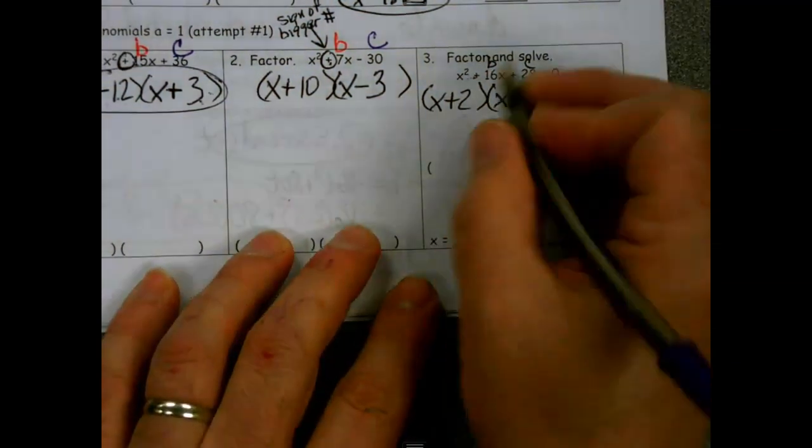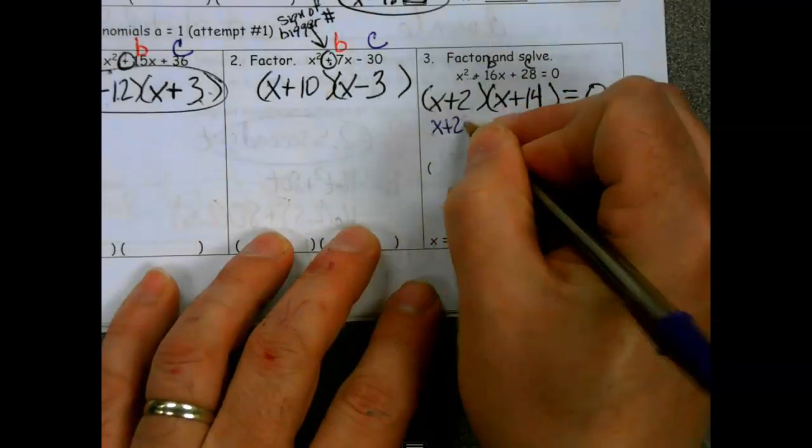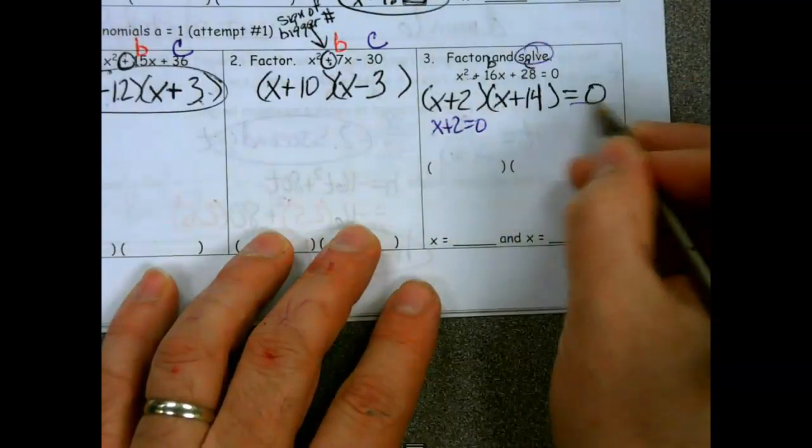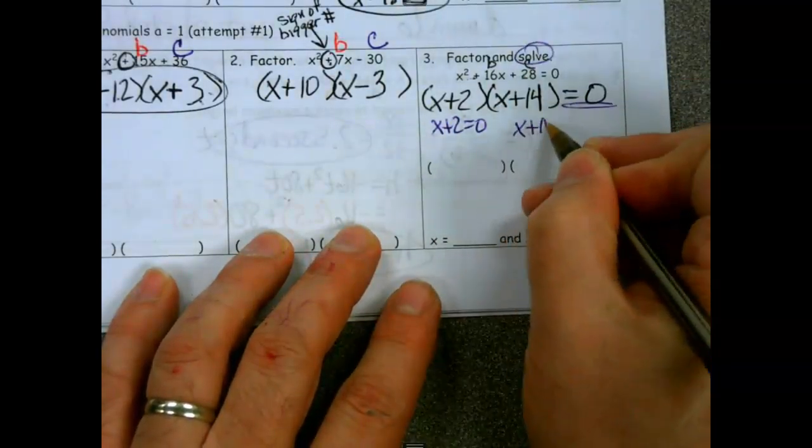And so my last piece now is to take each of those and set them to 0 because it says solve and there's an equal 0 right there.